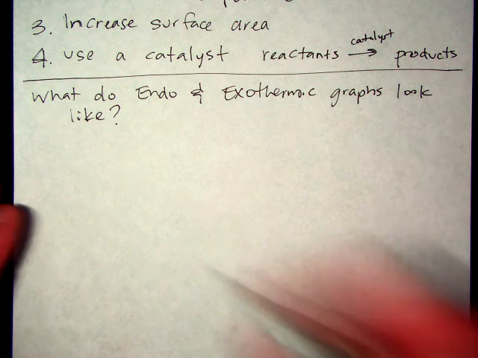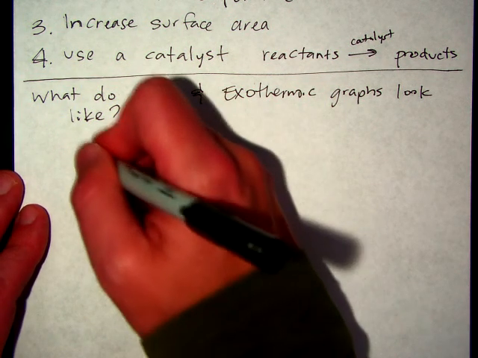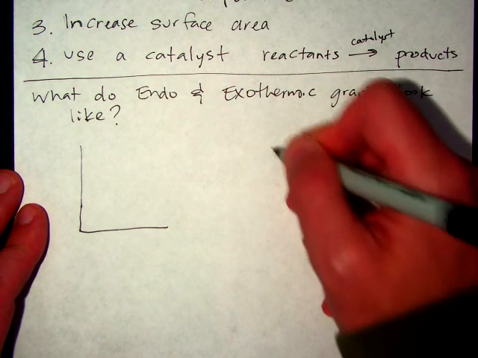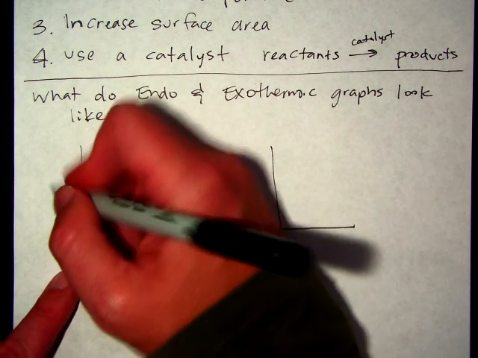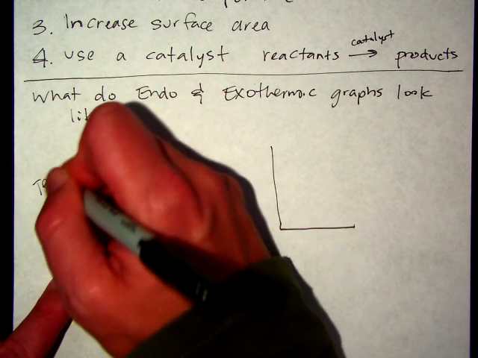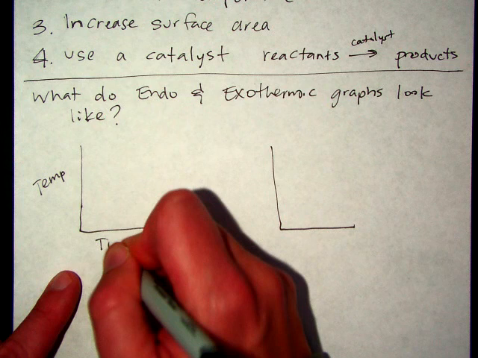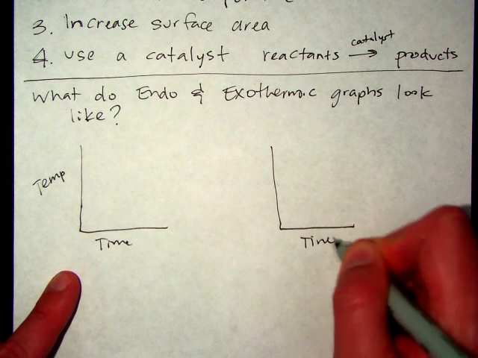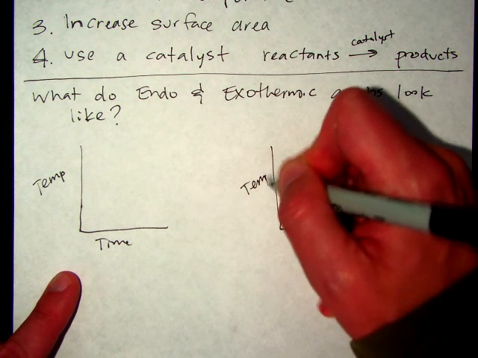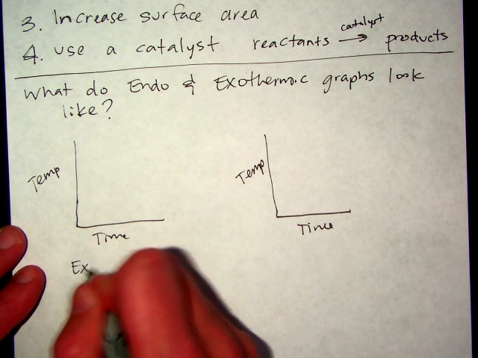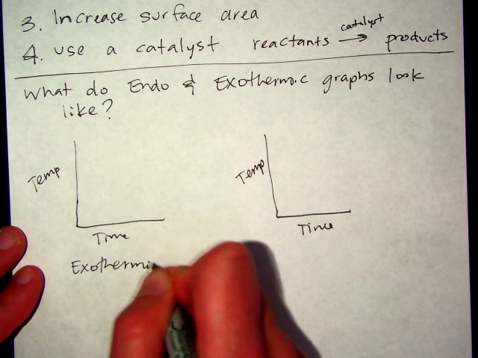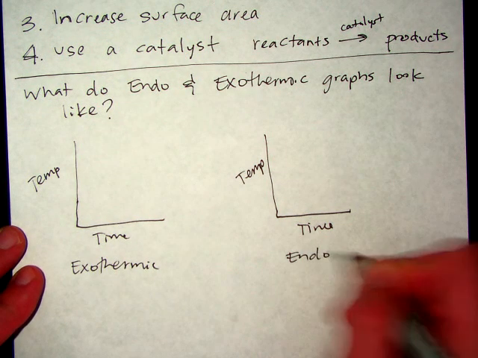I want to know how much space I need. I'm going to make 2 graphs like this. Here's 1, here's 2. On the y-axis will be temperature. On the x-axis is time, on both of them. This one will be exothermic. This one will be endothermic.